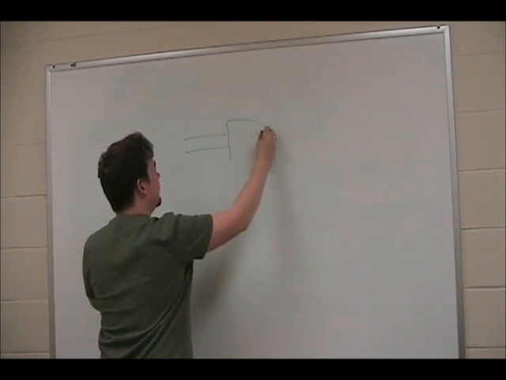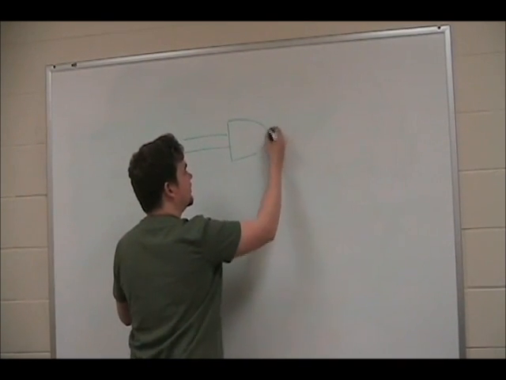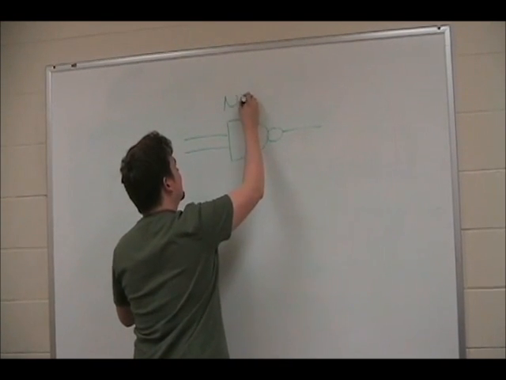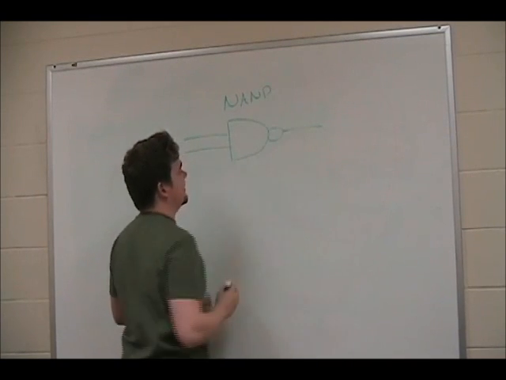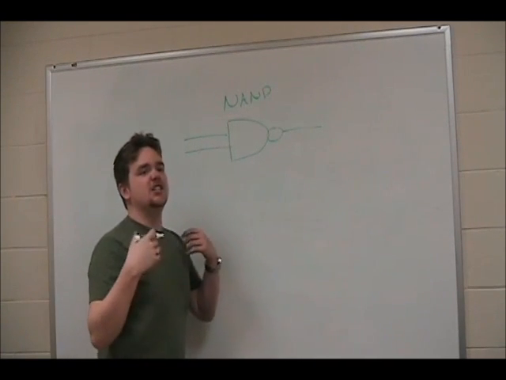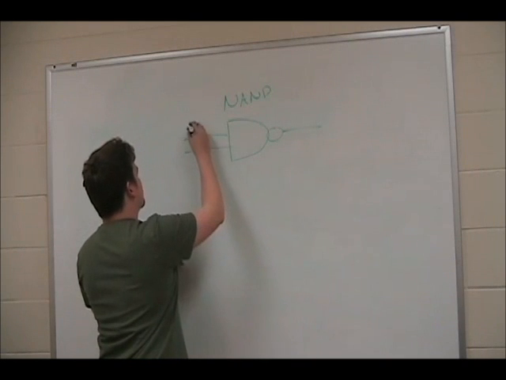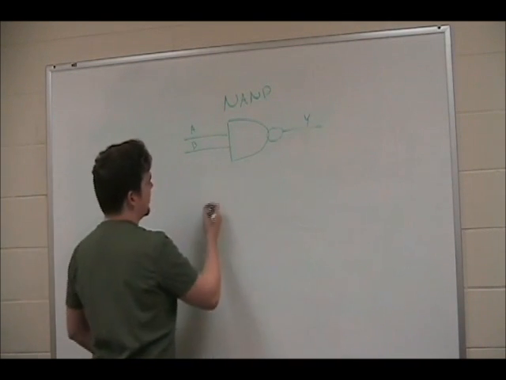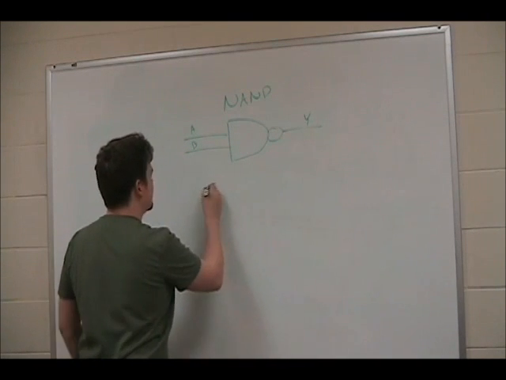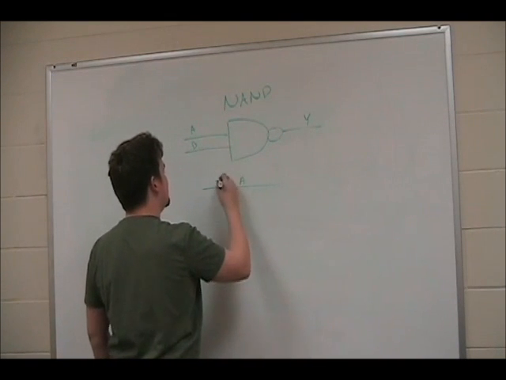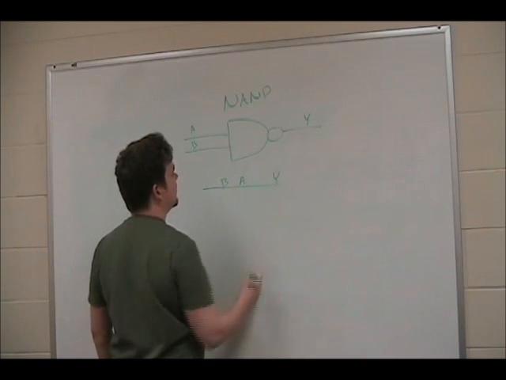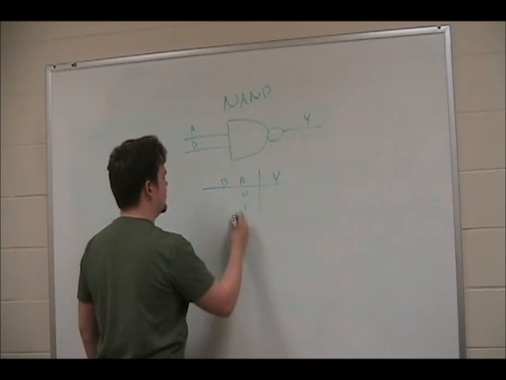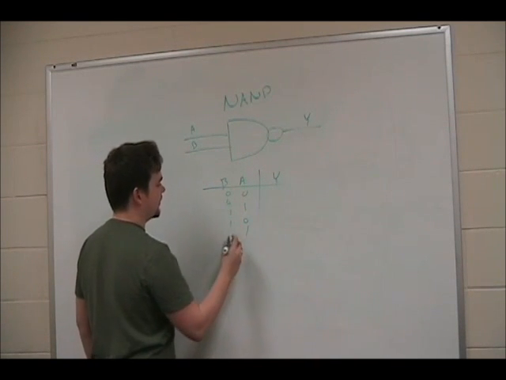It's an AND gate with an inversion on the end, or a complement. This is called a NAND gate. NAND is for not AND. It's right on a truth table. So how this works is, we're going to put A, B, and Y. Now we're going to do this for the AND gate. Remember 0, 1, 0, 1, 0, 0, 1, 1.